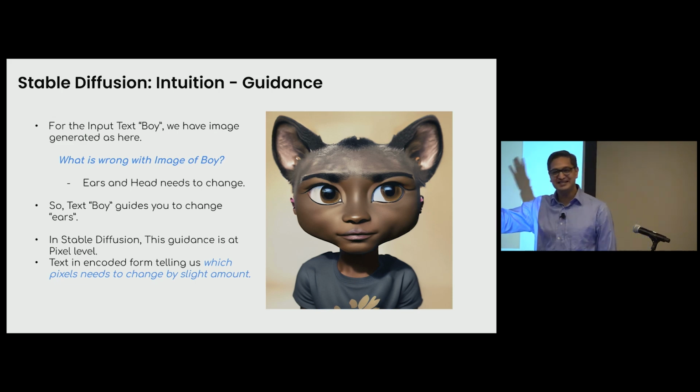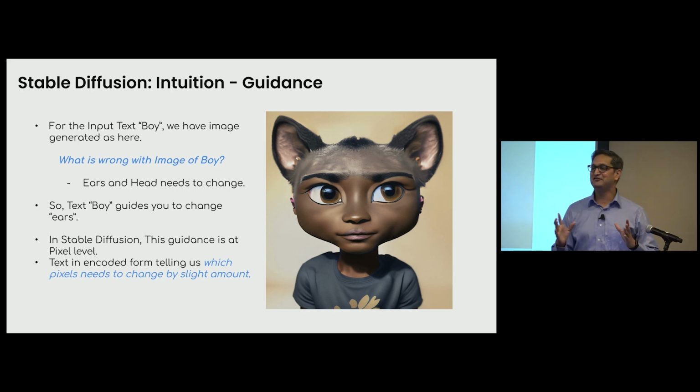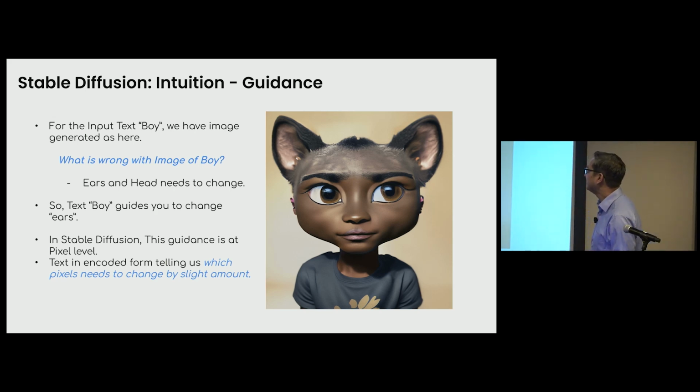So everybody understands this? This is very central to all the fancy examples which we see on social media. So you see the text, you calculate the noise, you reduce the noise. Okay? So the text "boy" guides you to change the ears.